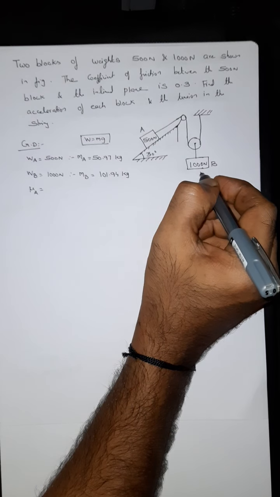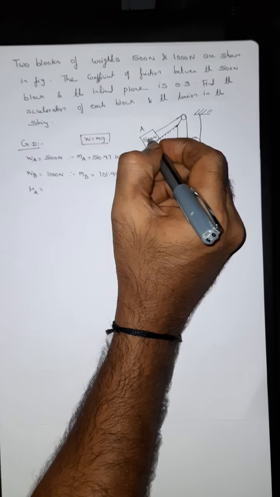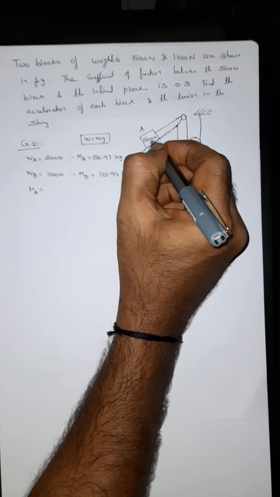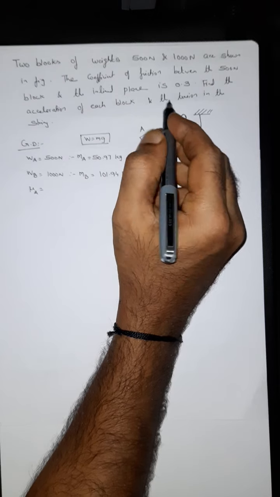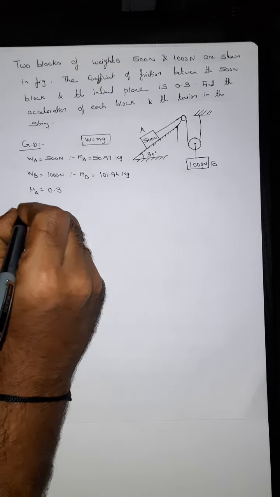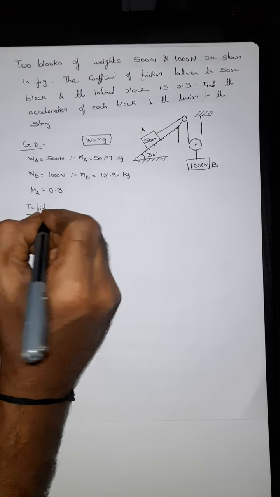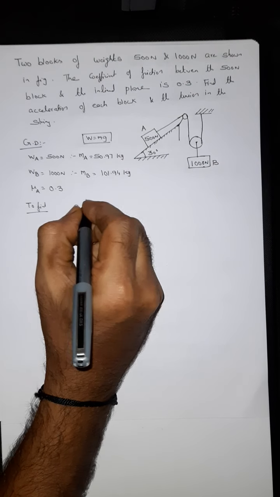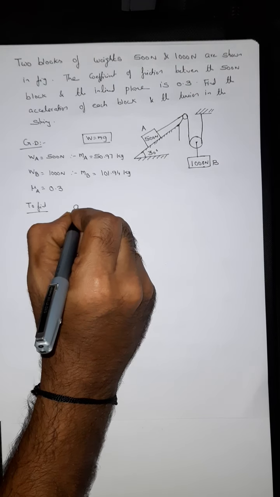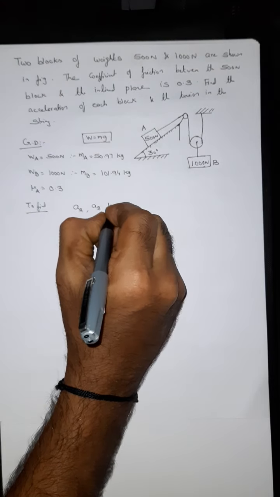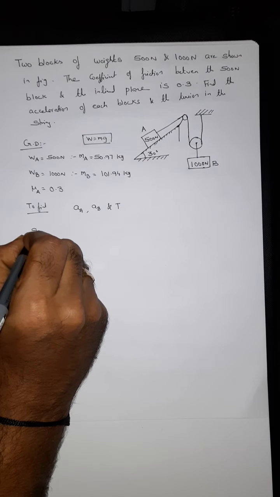Then mu A equal to 0.3, because the block B is not in contact with any surface or any other body. Here, as far as block A is concerned, the inclined surface is in contact with the block A. Therefore, there will be a friction. So the coefficient of friction is given as 0.3. To find the acceleration of each block, that is AA, AB, and the tension of each block.